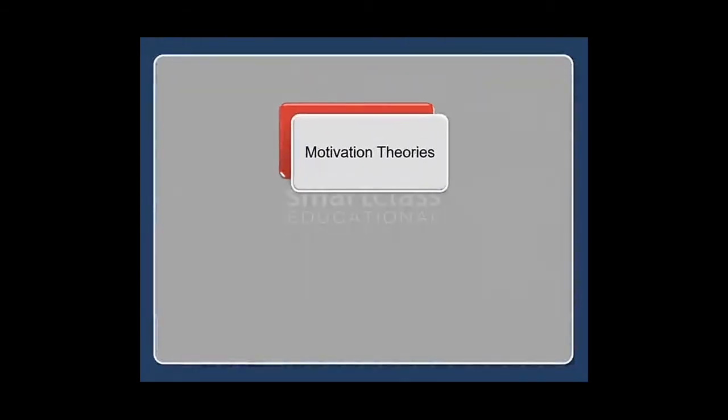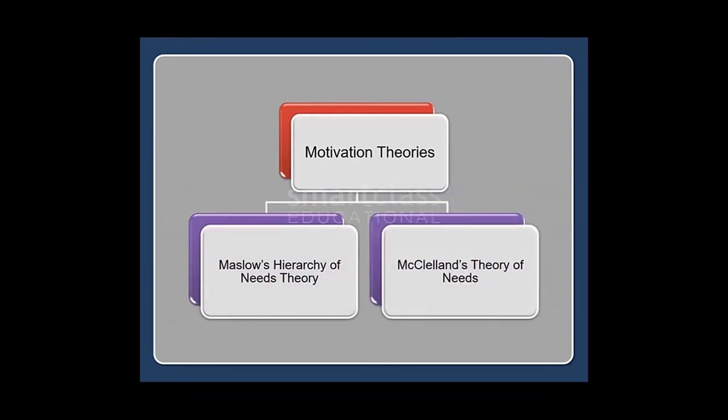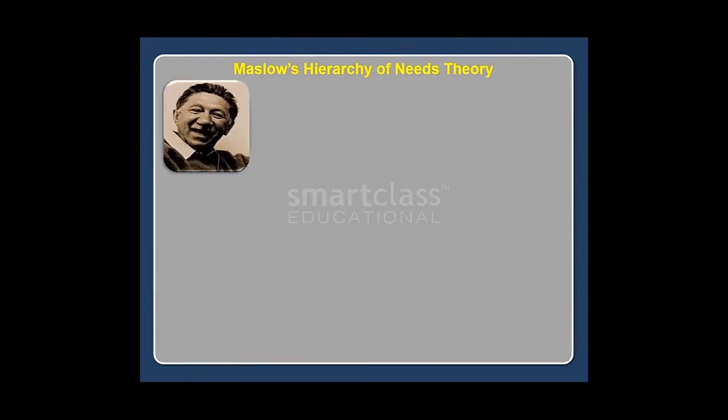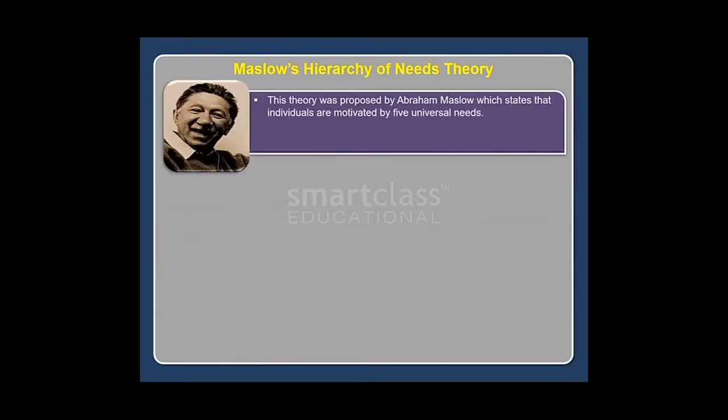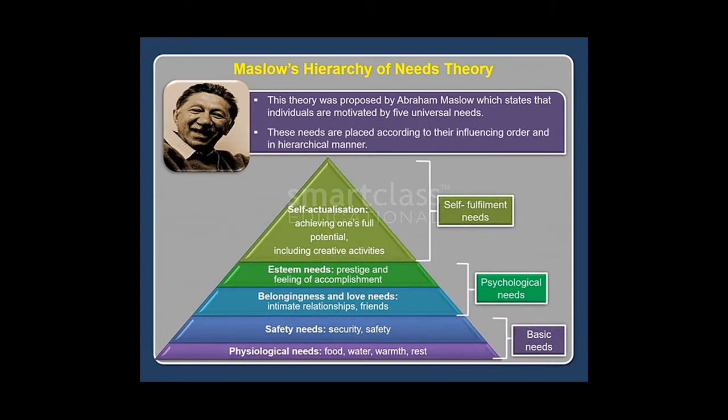Now let us take a look at the theories which motivate young entrepreneurs to work off their limits and abilities despite all chances: Maslow's hierarchy of needs theory, McClelland's theory of needs. Maslow's hierarchy of needs theory. This theory was proposed by Abraham Maslow, which states that individuals are motivated by 5 universal needs, as shown on the screen. These needs are placed according to their influencing order and in hierarchical manner.